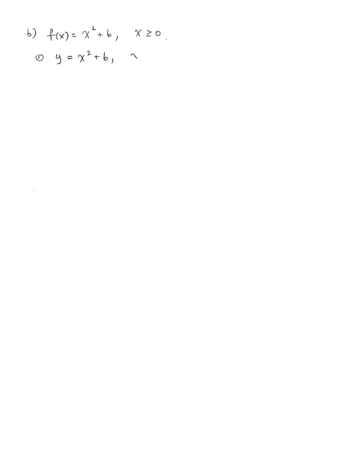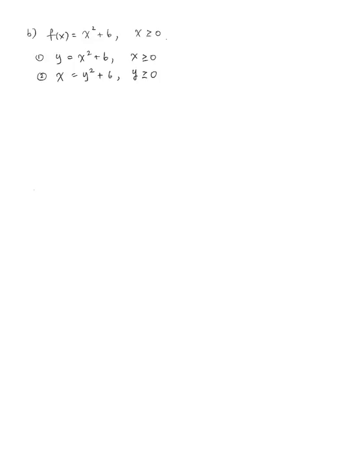And don't forget this condition as well. Always write down the condition as well. Now step 2, interchange the roles of x and y. So we have x equals y squared plus 6. Now don't forget to change this guy. Y is greater or equal to 0.